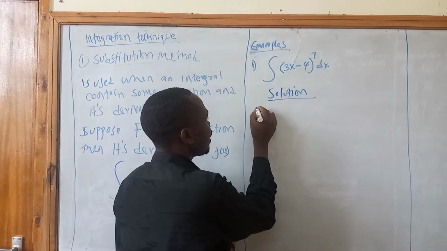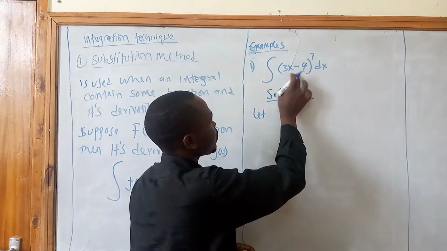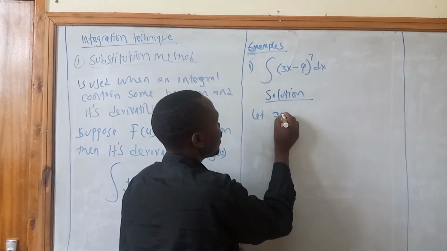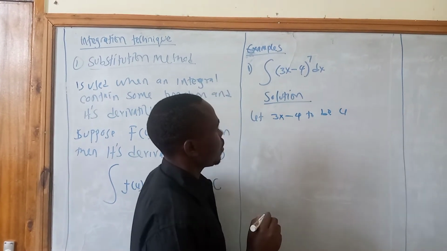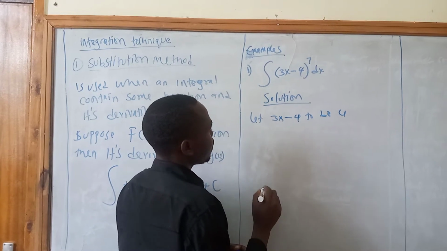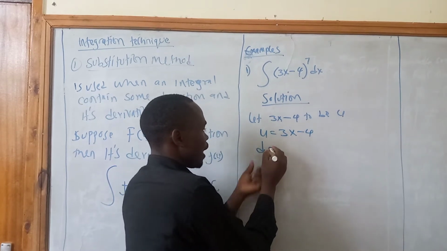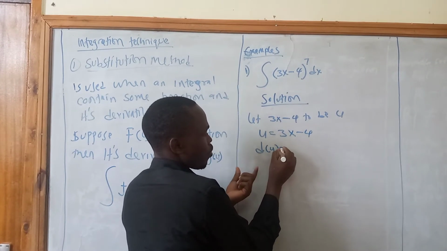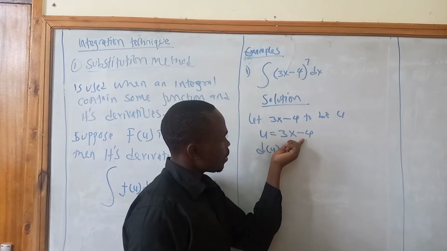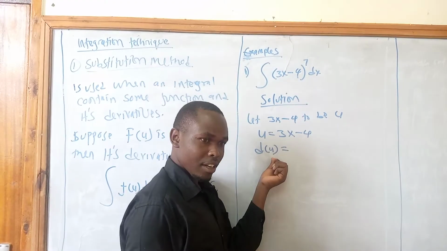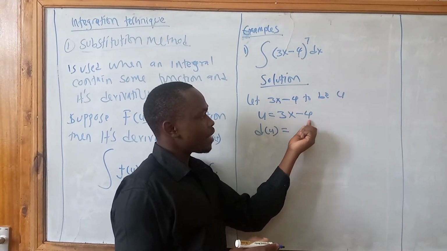What I'm going to do, I say let this function, which is inside here, 3x minus 4, be u. Then u is the same as 3x minus 4. Then I find the derivative of the function u, which is the same as finding the derivative of this with respect to x. Hope we are together. I differentiate this one with respect to x. This one I will treat as a constant.